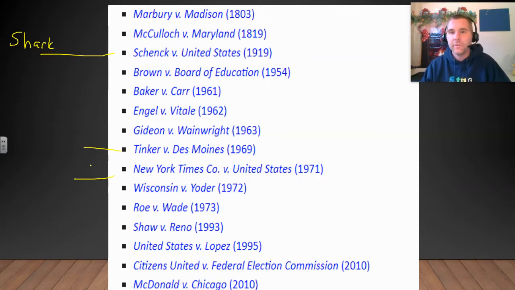So that's the one that deals with the Pentagon Papers and that we can't restrict what kind of messages the press is going to publish. And then jumping all the way down here, the very last one would be Citizens United versus FEC. That's also a freedom of speech one.